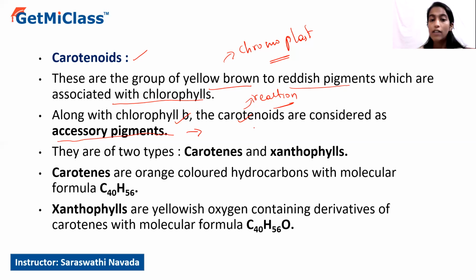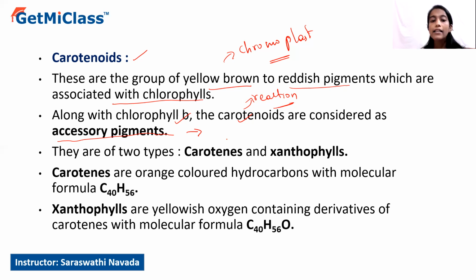Directly it is not involved in conversion of light energy into chemical energy, but it supplies more light energy to the reaction center, which is formed of the chlorophyll A molecule. So that's why it supports the functioning of chlorophyll A. Hence it is considered an accessory pigment. So chlorophyll B and carotenoids are considered accessory pigments.